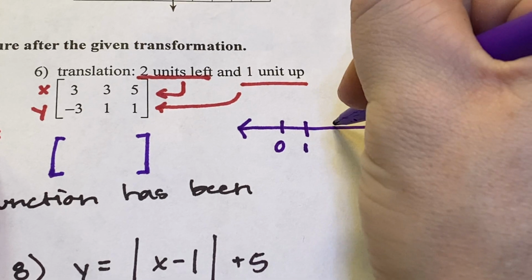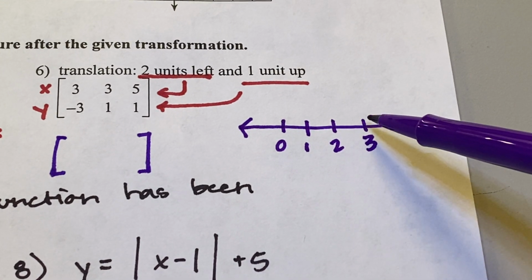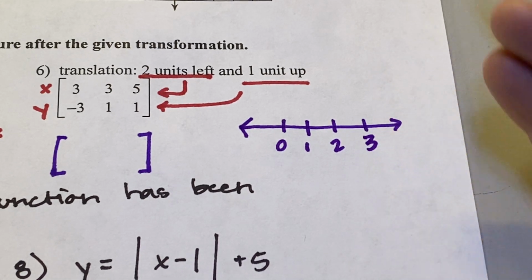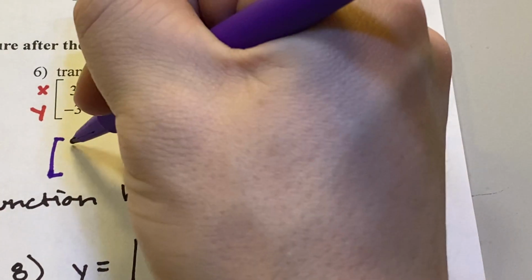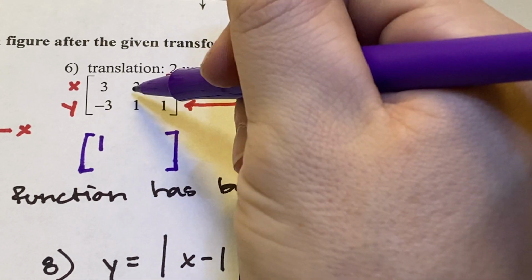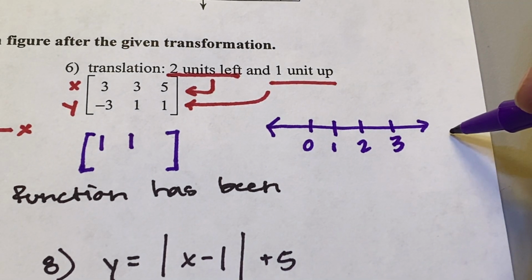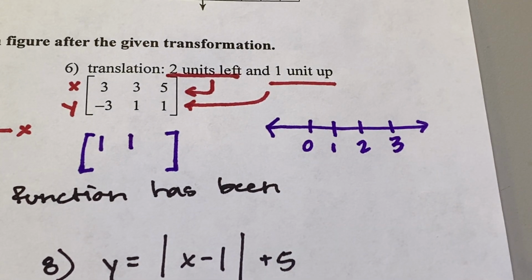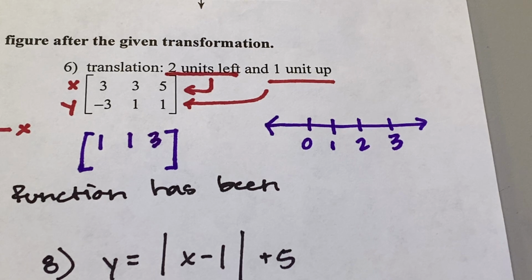0, 1, 2, 3. Okay, so if I'm sitting at 3 and I need to take it 2 units to the left, 1, 2, where did I just land? Positive 1. Okay, same thing. Positive 3 again puts us at positive 1. What about 5? Okay, so now I'm at 5. 2 units to the left would put me at positive 3. Beautiful. So that's how it's been shifted to the left.